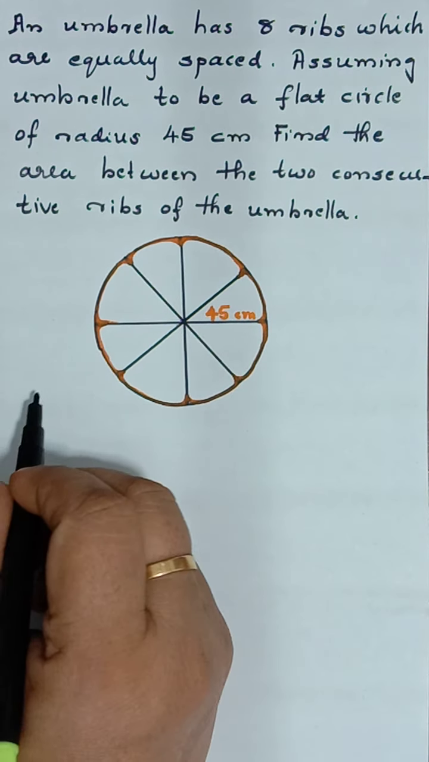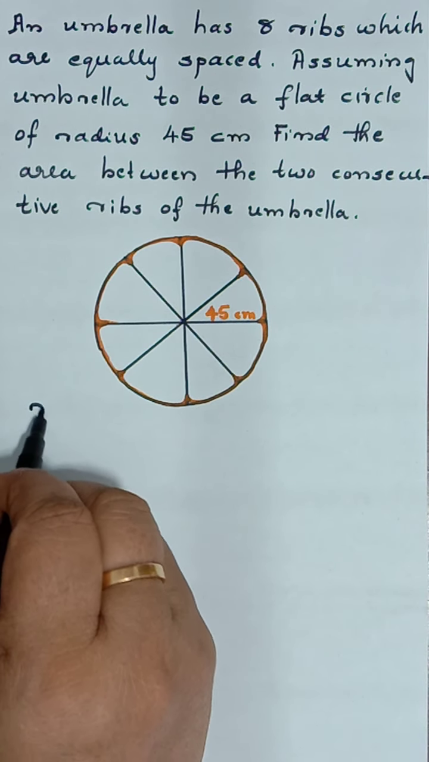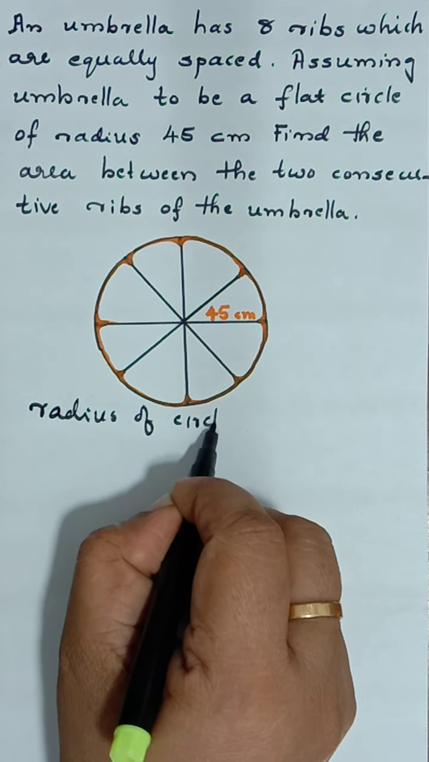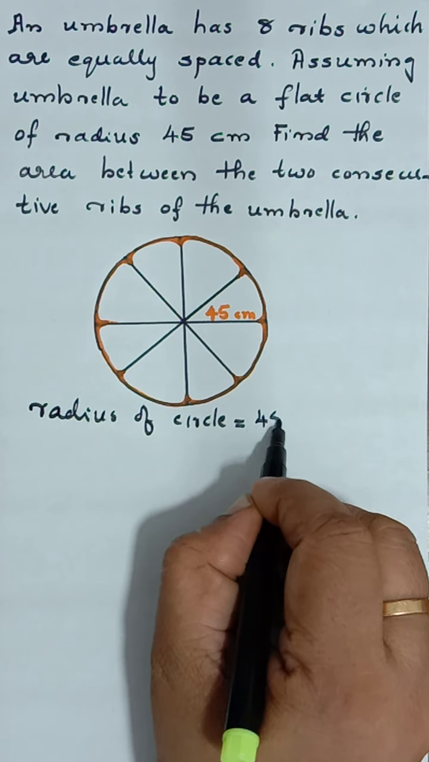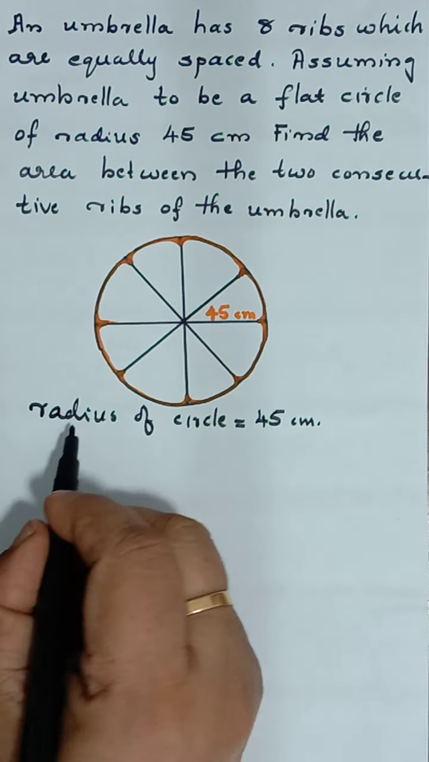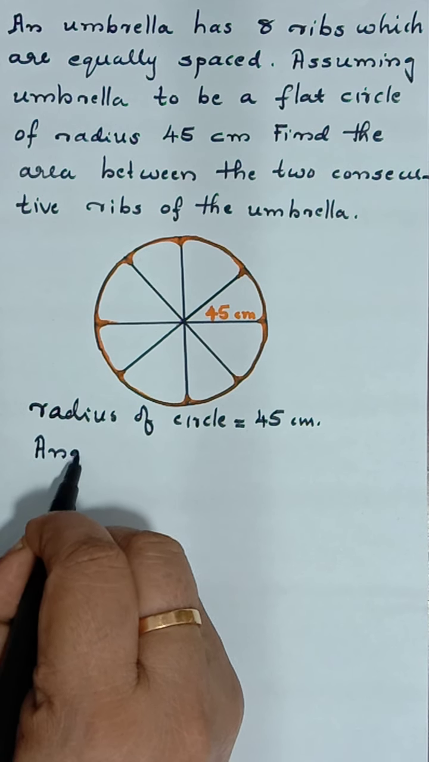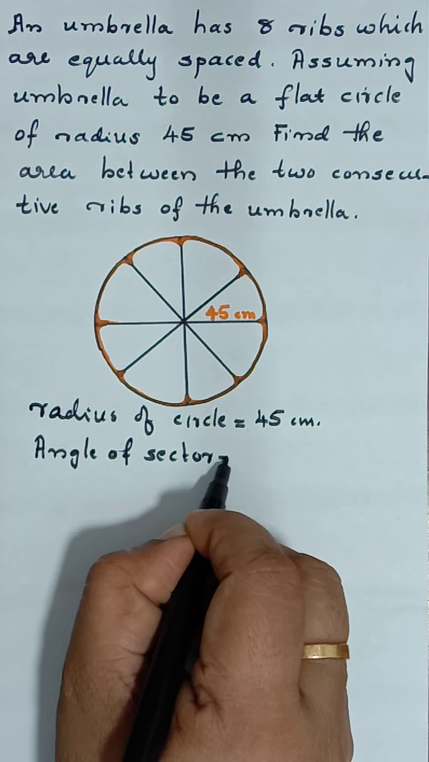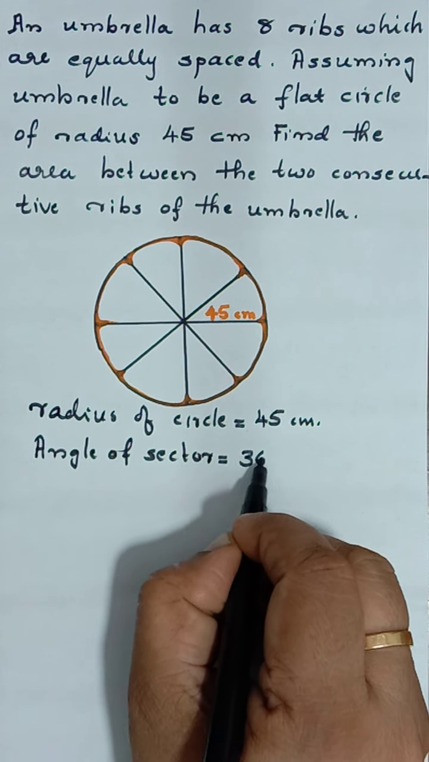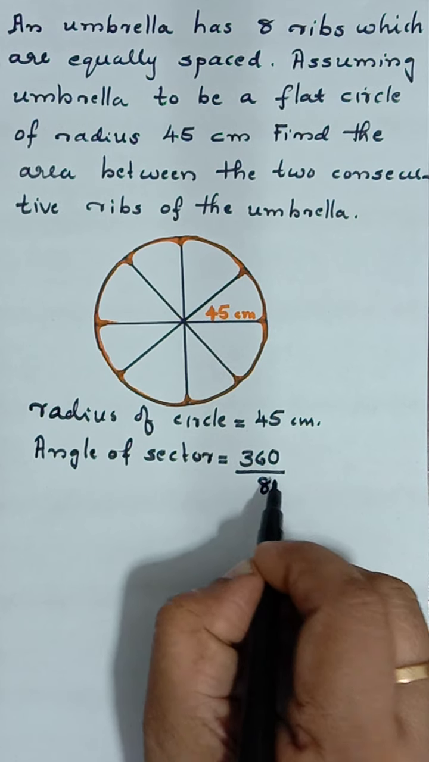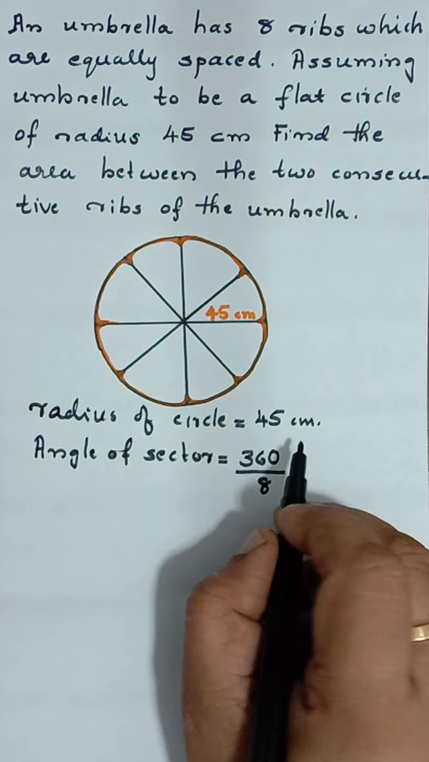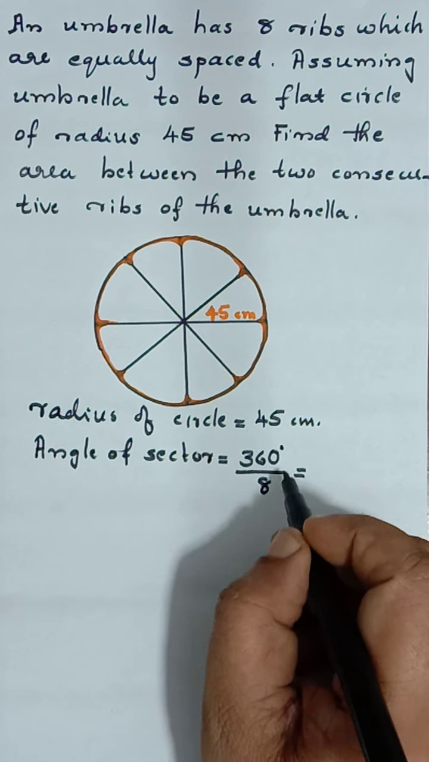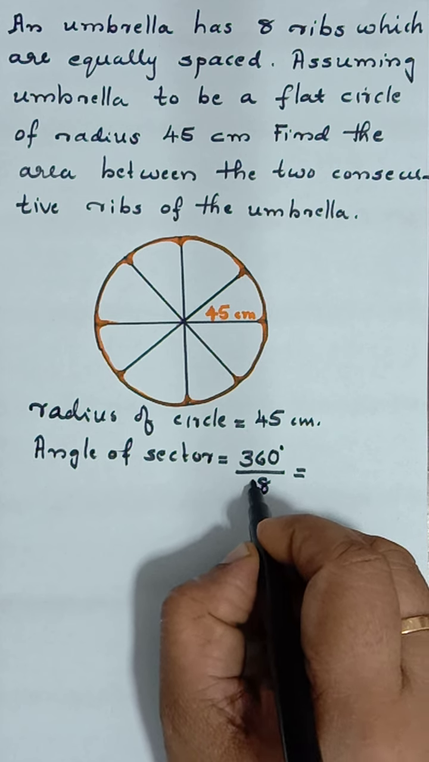So let us write it: the radius of the circle is given as 45 centimeter. Then the angle of sector we have to write. They haven't mentioned it, so we are finding it. 360 degree is divided equally into 8 portions. So 360 degree by 8. When we cancel, we will be getting 45 degree.